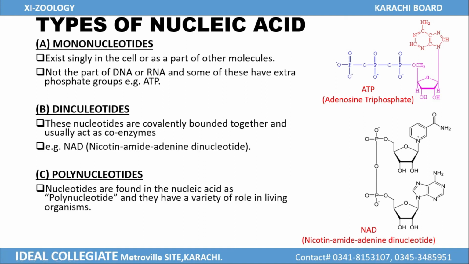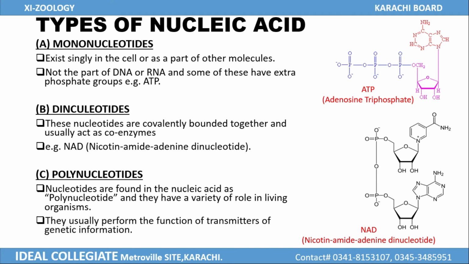Polynucleotide. Nucleotides are found in a nucleus as polynucleotides, and they have a variety of roles in living organisms. They usually perform the function of transmitters of genetic information. They also act as carriers of information. All the functions of a cell are totally dependent on the nucleus, while the nucleus contains these polynucleotide molecules. So indirectly, all the functions of a cell are totally dependent on the types of polynucleotide present in a cell.